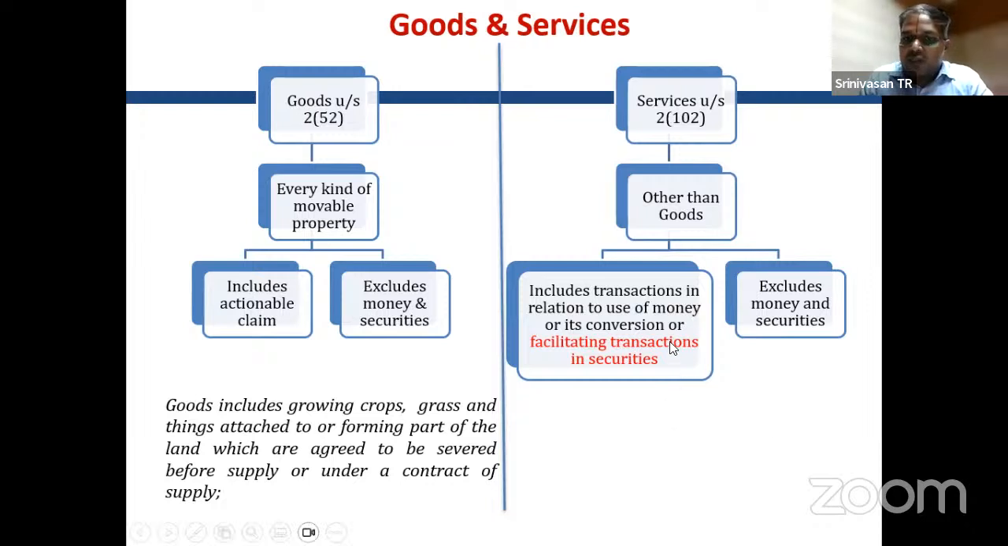It says anything in relation to conversion. For example, with a foreign exchange broker, I give $1 and I receive 75 rupees. It's only a transaction in money. However, for doing this conversion, the brokerage firm charges, let's say, 1% commission. That 1% commission would be treated as a service.